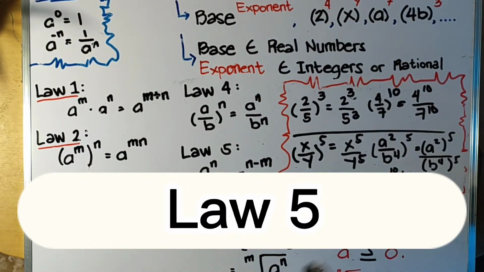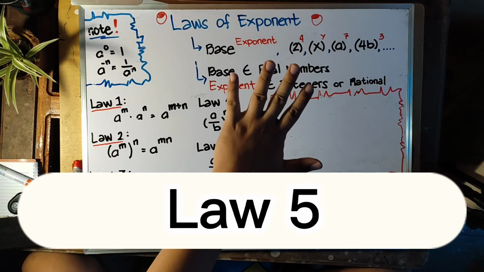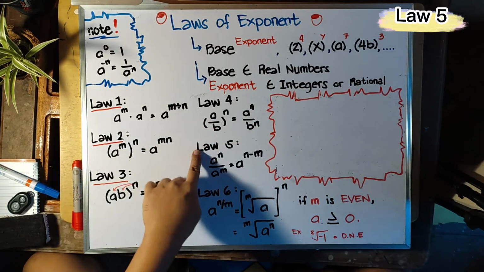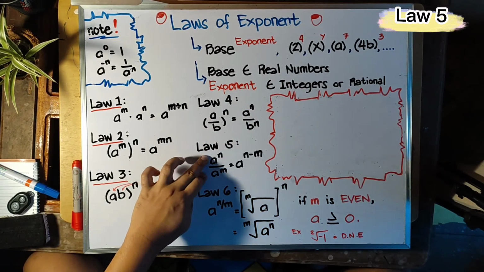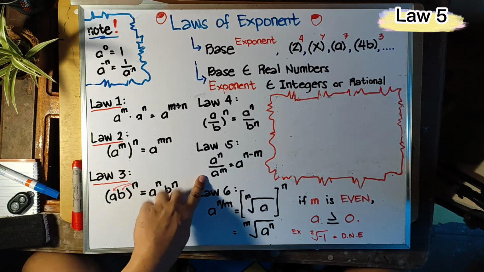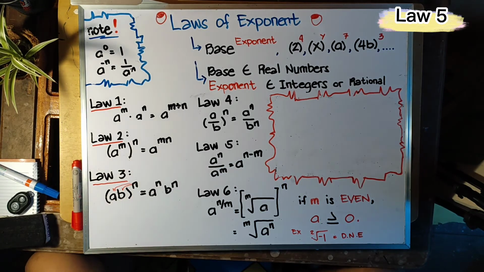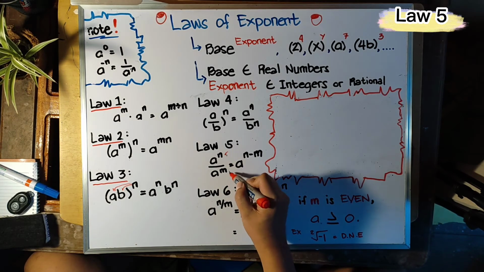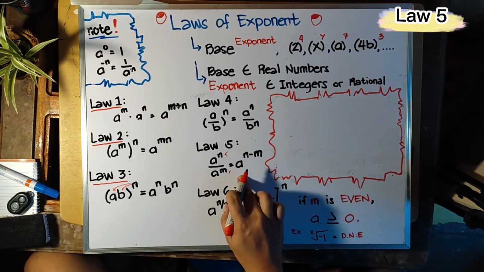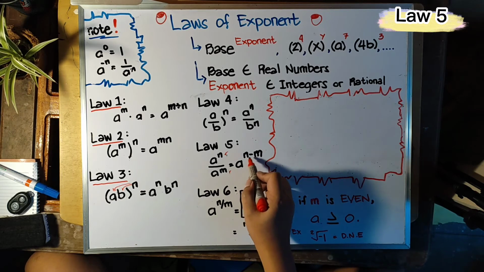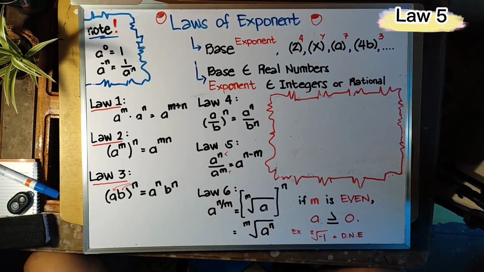Law number 5. Let's have this. Now, law number 5. Okay, 5. Law number 5 states that same bases, pero nasa numerator at denominator yung dalawa, but raised to different exponents. Ito and ito. So, the resulting function will be a raised to n minus m. Okay? So, take note of that.